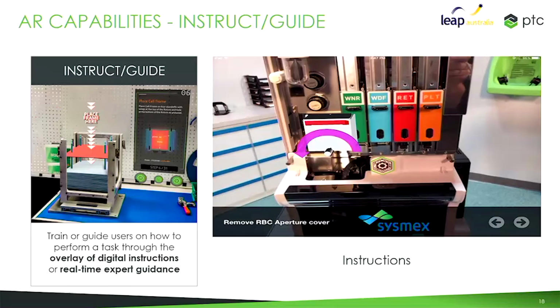Okay, so Sysmex is a good example of this. A PTC customer that are using AR to create service instructions for their blood sampling machines, with the idea being that service techs, or maybe even the customer, could go and do initial service work on that, being guided through that process.